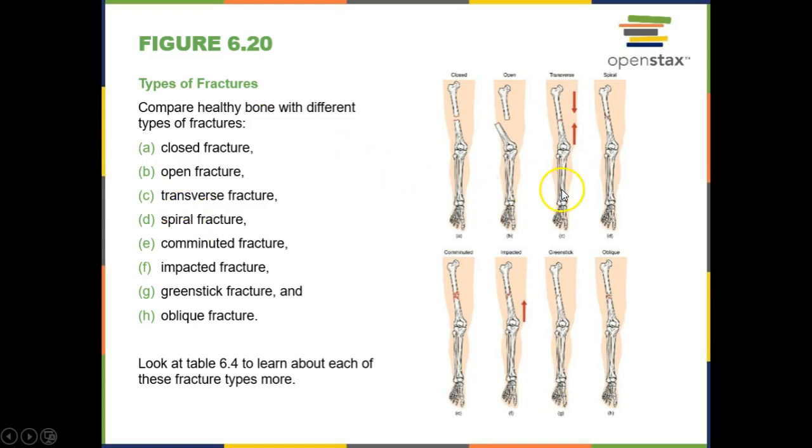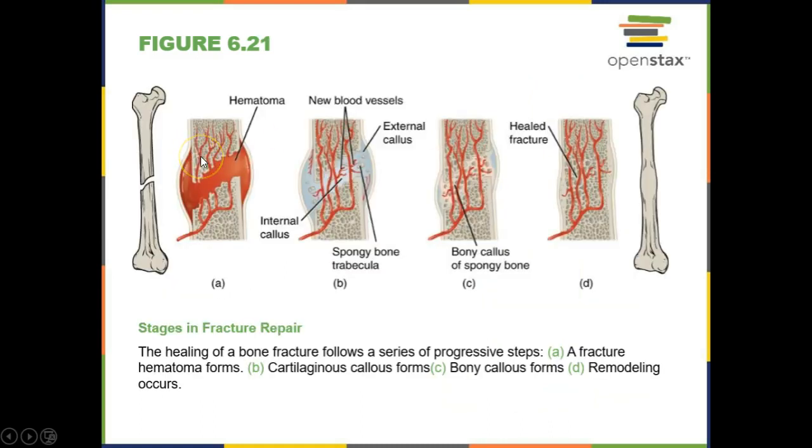These are different types of fractures. Here are pictures of fractures, and here are the names of those fractures. There's a lot of fractures, but these are some of the common ones. A closed fracture is a fracture where the bone does not poke through. An open fracture or compound fracture is one where the bone pokes through. So closed is also known as a simple fracture.